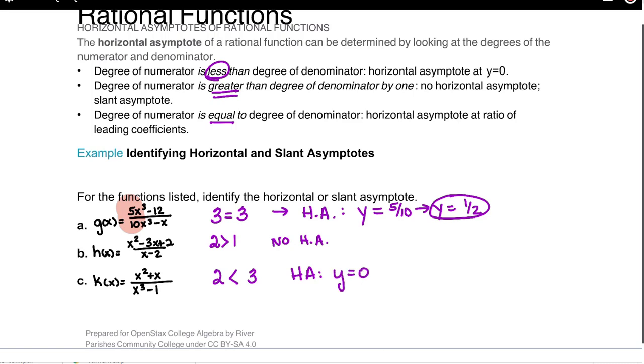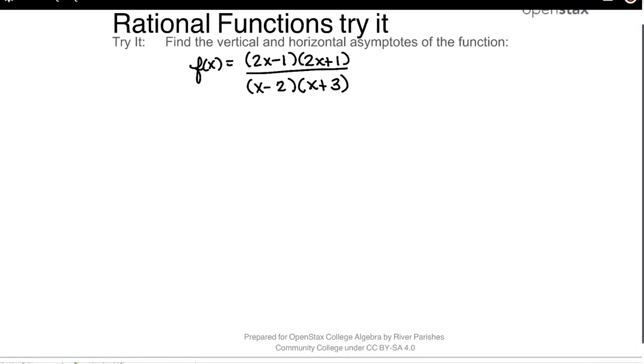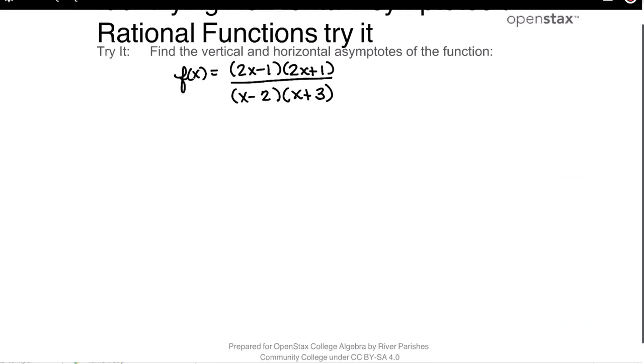So you can quickly use the function to decide what the horizontal asymptote is, and then you can plot the horizontal asymptote on the graph as well as the vertical asymptote or asymptotes on the graph, and that will help you to graph the rational function. Okay, so you guys find the horizontal and vertical asymptotes of this function, and when you're finished, unpause the video and we'll go over it.